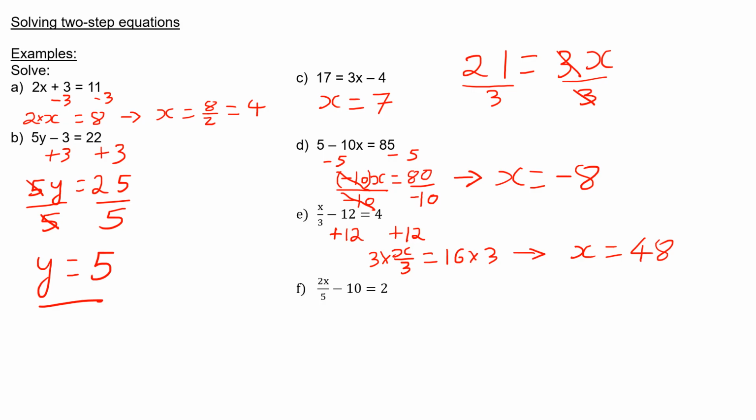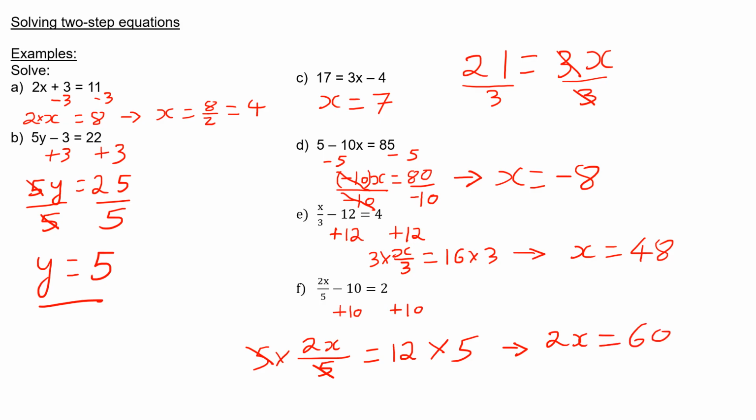In F, I first need to add 10 to both sides, which will give me 2x over 5 is equal to 12. I then multiply both sides by 5 to get rid of the 5 on the bottom of the fraction on the left-hand side. This leaves me with 2x is equal to 60. I then divide both sides by 2, which leaves me with x equals 30.